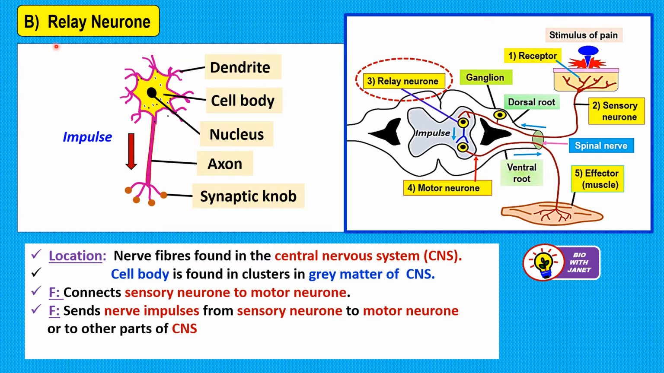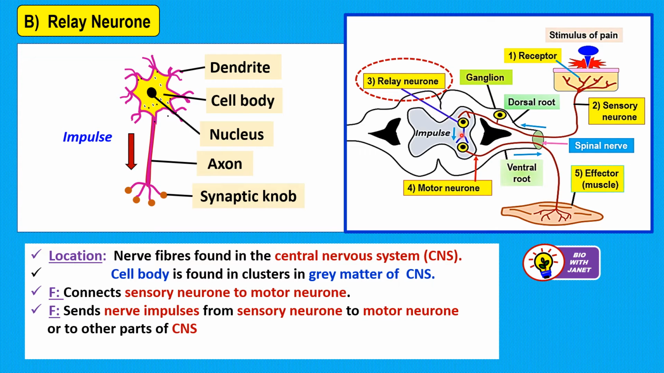Now the second type of neuron is called the relay neuron. The relay neuron is quite short, and these are nerve cells or nerve fibers found in the central nervous system, usually in the brain and the spinal cord. The brain is made up of billions of these relay neurons. Same with the spinal cord.